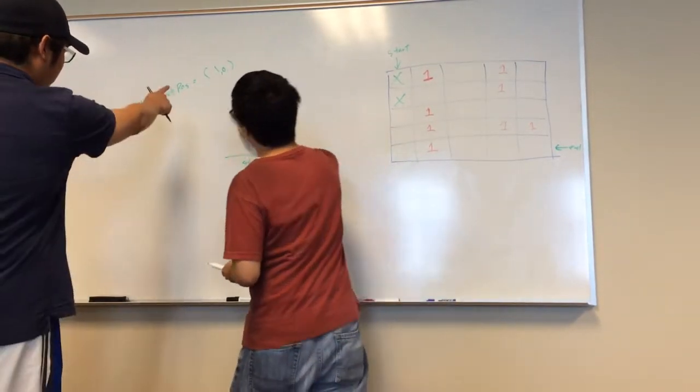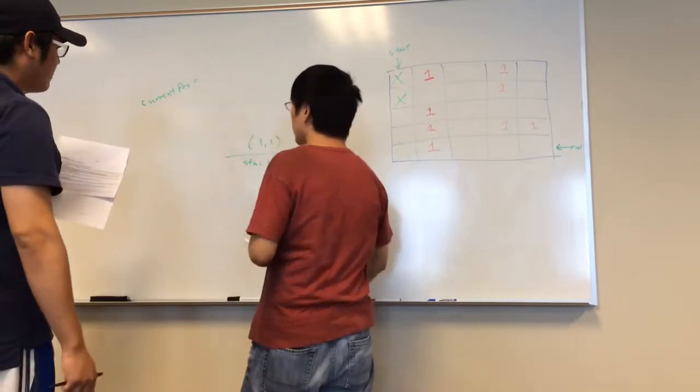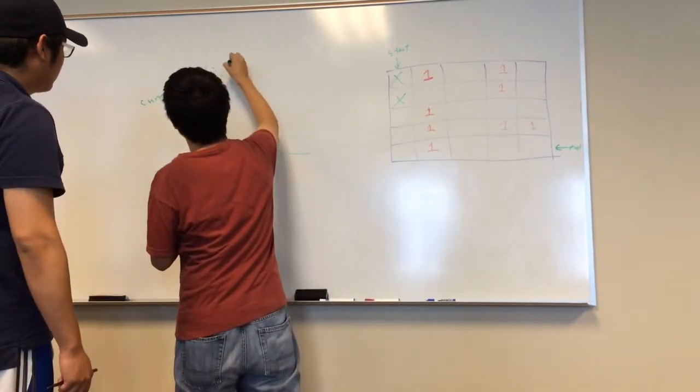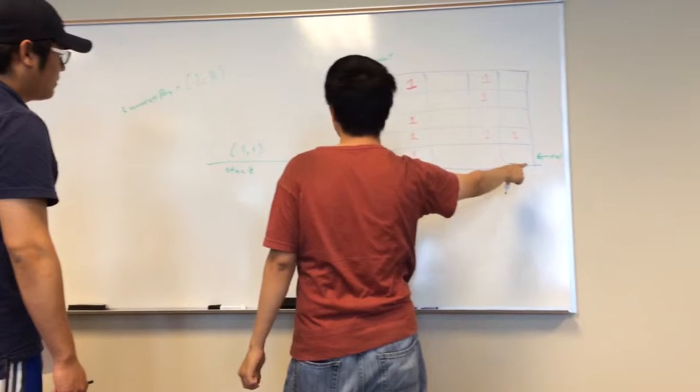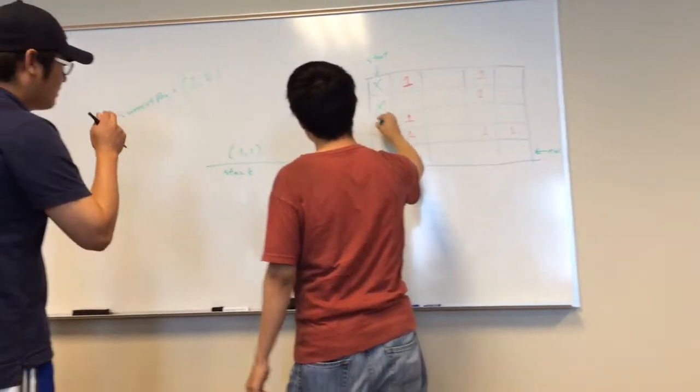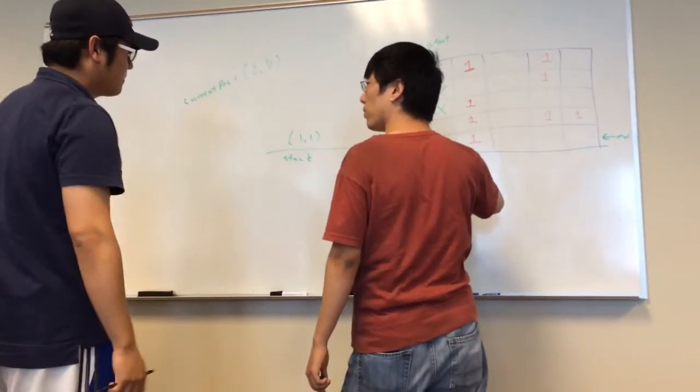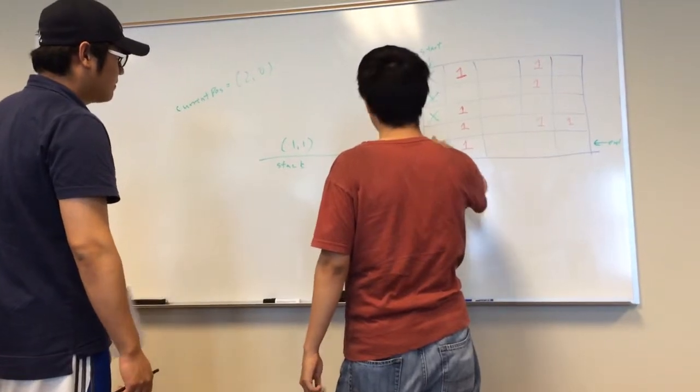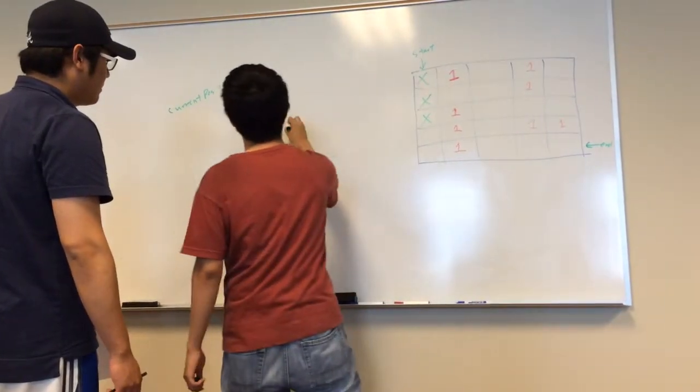So you pop that out. You pop off 2, 0, and your current position becomes 2, 0. And 2, 0 is not your end position. So what you do is you mark it, and you add all the next possible values to the stack, which is what? 3, 0. So now 3, 0 is added to the stack.